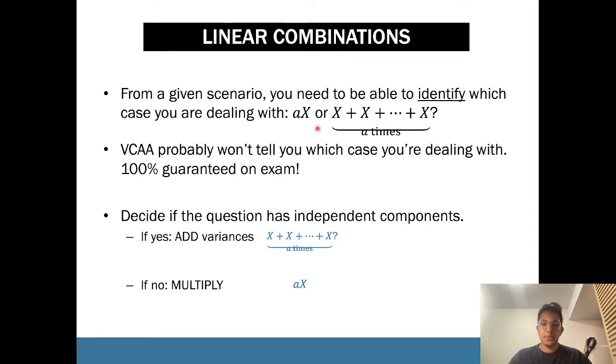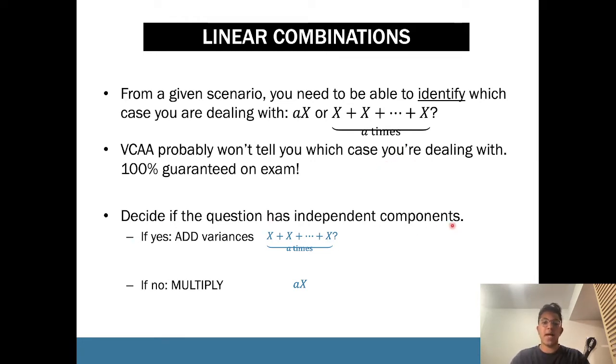Okay, so what we need to do from this is identify which one it is, a times x or x plus x plus x plus x, right? And VCE will never tell you which case it is, but you're always going to have both cases on your exam.